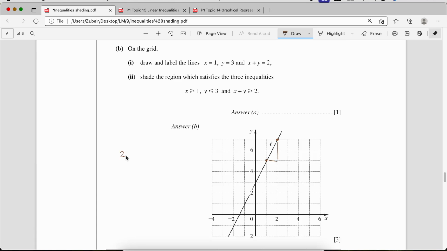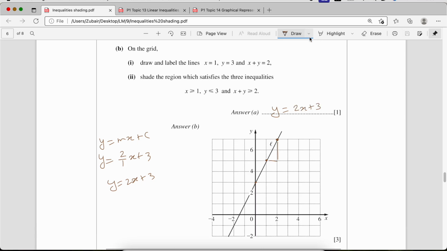So rise over run is the gradient, y equals mx plus c. Rise over run is the gradient, x stays there, and it is intersecting at 3. So it is y equals 2x plus 3.